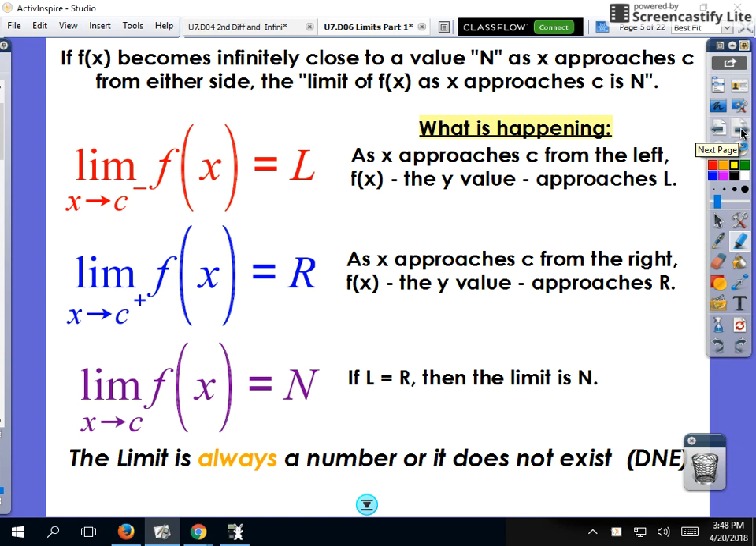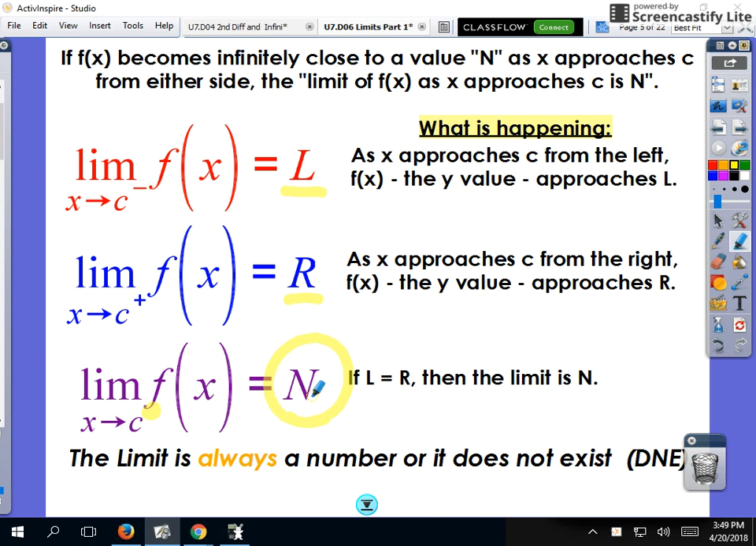All right, so if f of x becomes infinitely close to a value N as x approaches c from either side, the limit of f of x as x approaches c is N. That sounds super complicated, but here's what's happening. If I'm approaching from the left and I get L, and approaching from the right, I get R, and I say, oh wait, those are the same numbers, so I can say that the limit at c, with nothing up here, is the same number as L and R.